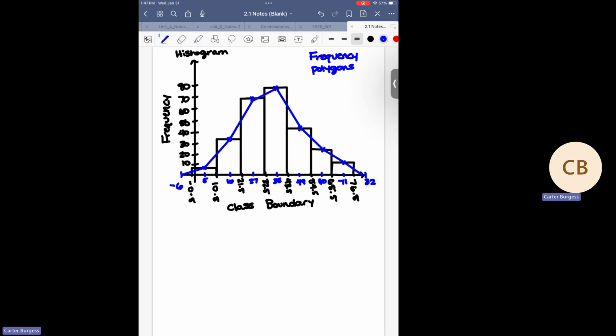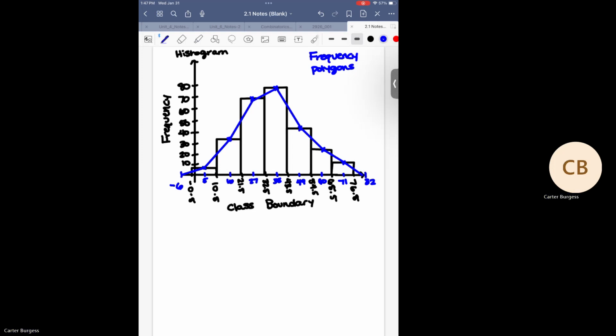Okay. But otherwise communicating pretty much the exact same information that we were seeing from our histogram. Not really anything all that shocking. Any questions for our histogram or frequency polygons? That's what we're doing here.